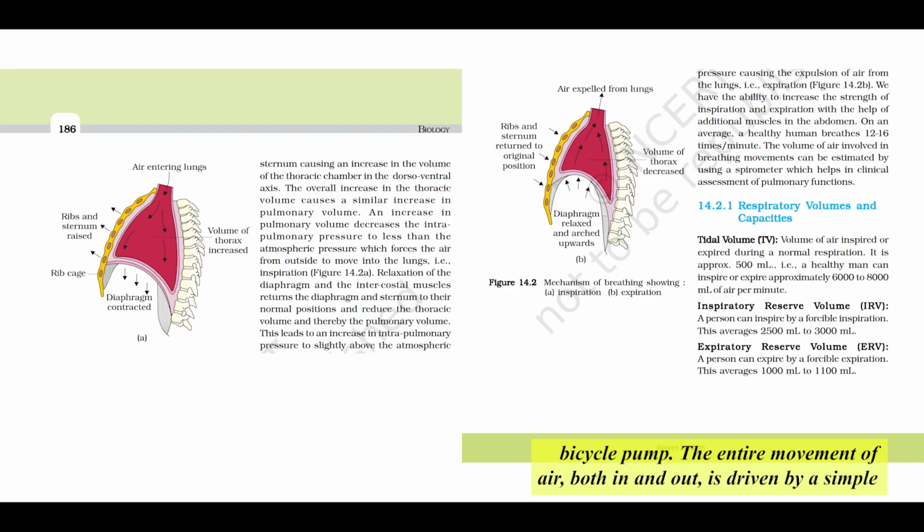The entire movement of air, both in and out, is driven by a simple but elegant physics principle, creating a pressure gradient. Specifically, a pressure difference between the air inside the lungs, called the intrapulmonary pressure, and the atmospheric pressure outside our body. This is a core concept you must grasp. Air always moves naturally from a region of higher pressure to a region of lower pressure. That's the key. Breathing involves two main stages: inspiration, inhaling air in, and expiration, exhaling air out. Let's look at each one.